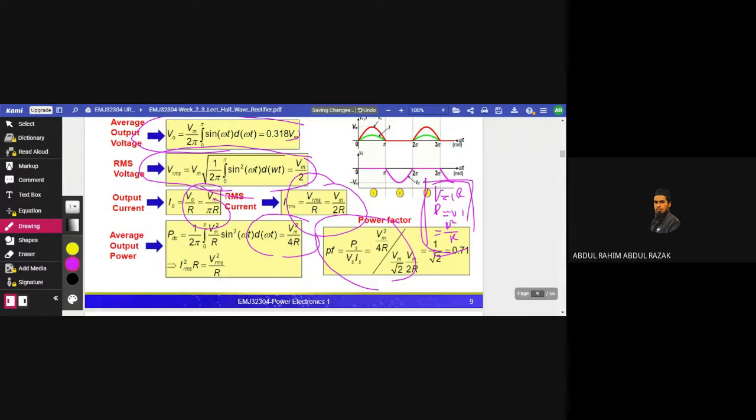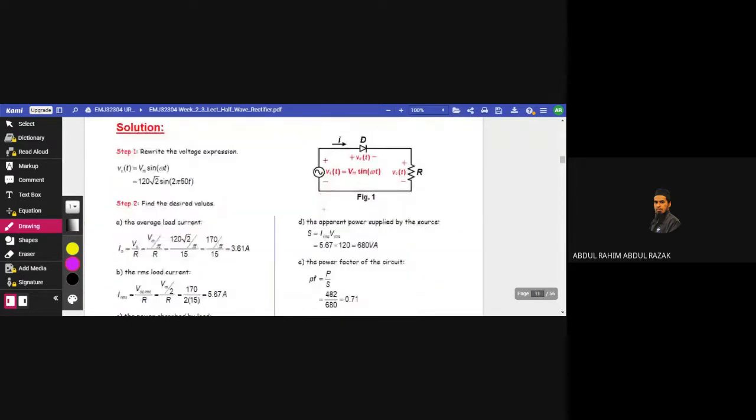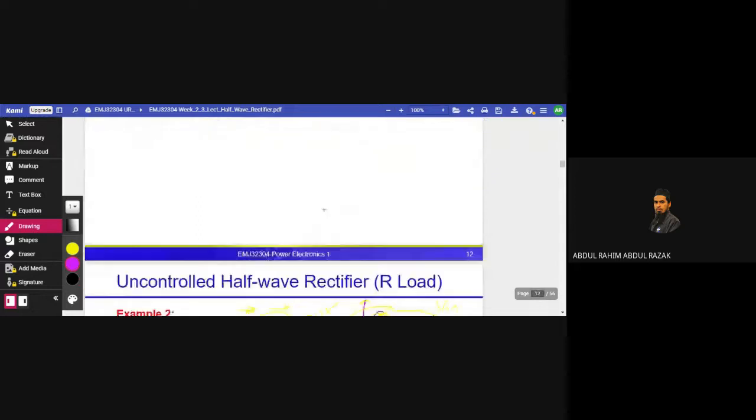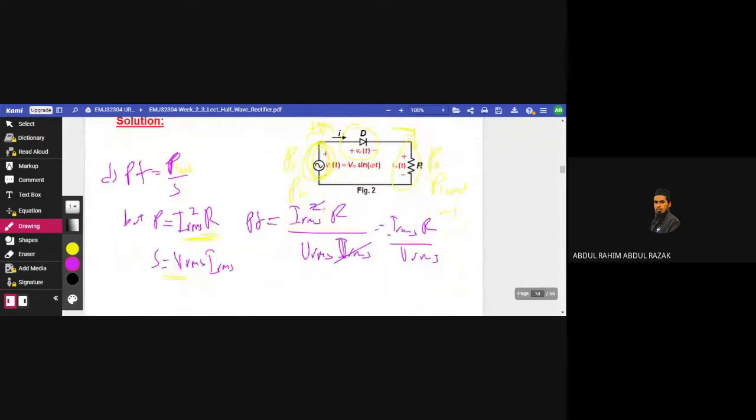Okay, come again to the question. The IRMS for a half wave rectifier is equal to VRMS divided by R, or if we have the peak value, VM, the peak voltage, we divide by 2R. So this is the RMS value for half wave: VM over 2R. So you can cancel IRMS: VRMS over R times R over VRMS.